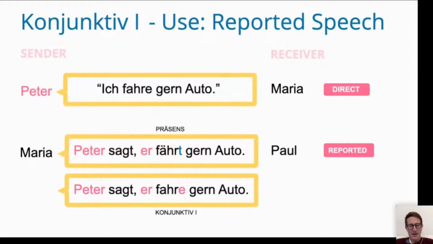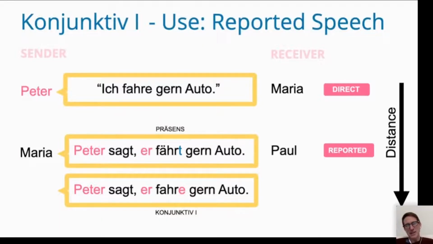Konjunktiv 1. Now, what's the difference? Why do I introduce this to you? Well, you could use both, and you would make something very clear: the distance to the information or to the speaker that passed on that information. If I use the present, say Peter said that he likes to drive, then Maria more or less says, I believe him. She kind of gives a statement that's a fact.